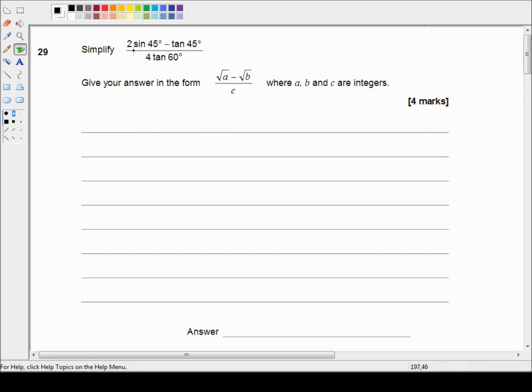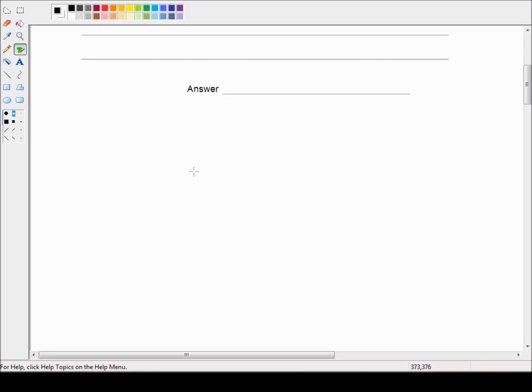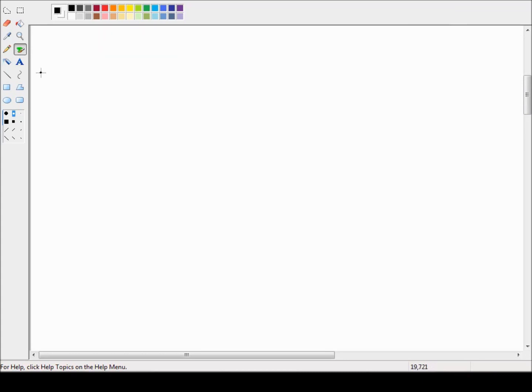Okay, so 2 times sine 45 degrees. If we start thinking in terms of what we mean by the sine of 45 degrees, well, if we take a right-angled triangle, and we've got 45 degrees as the angle, and we've got a hypotenuse of 1, then the opposite is sine 45 degrees.